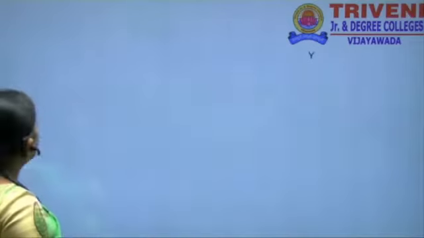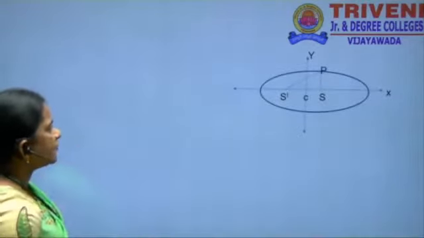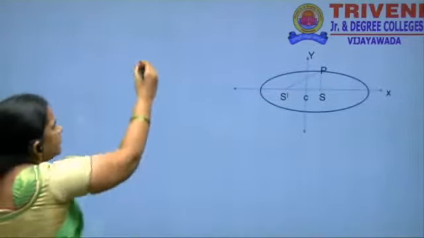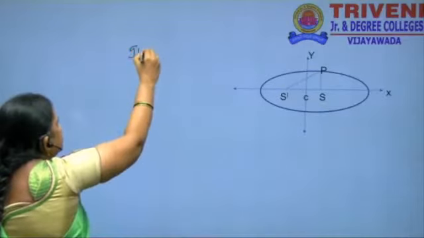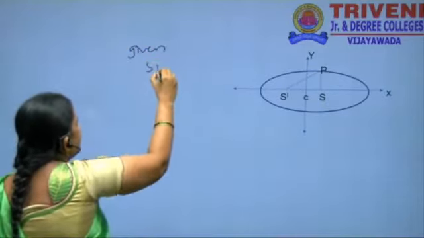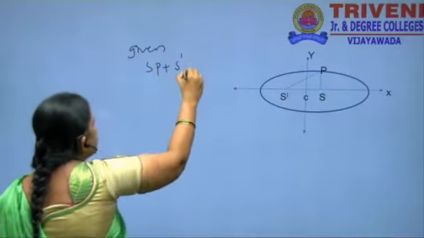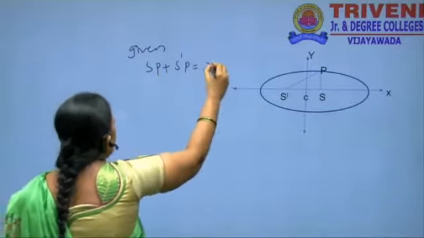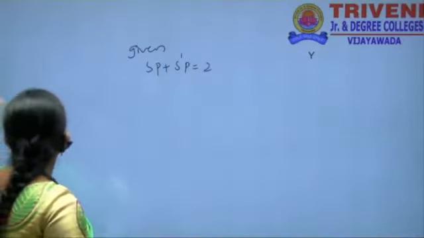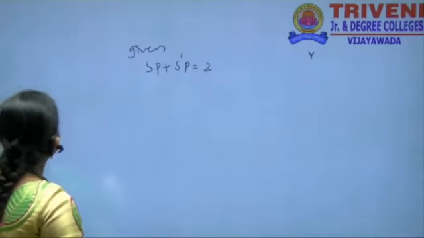Okay, let us see the solution of the problem here. What is given: the sum of the distances SP and S dash P is equal to 10 meters.